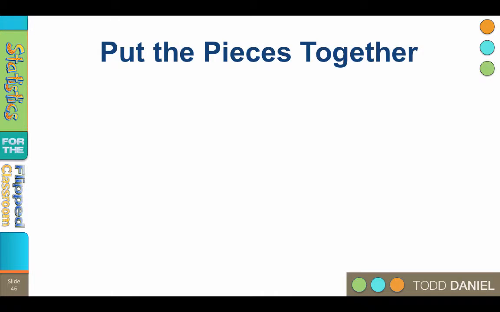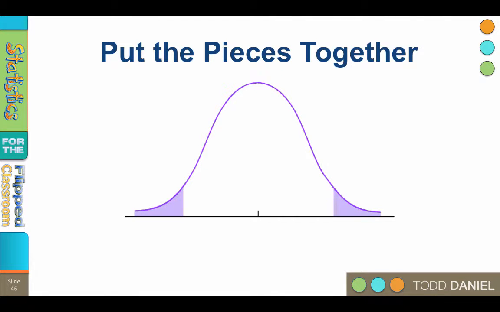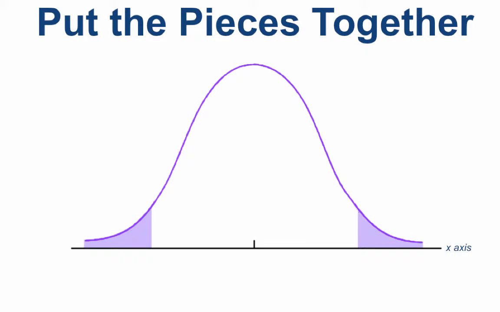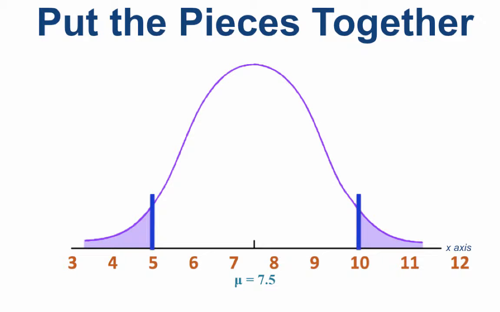Before we begin interpreting, let's put all of the pieces together. We start with our normal curve that represents the distribution of all of the possible sample means. The horizontal line is our x-axis. On the x-axis, we can put our number line. These are population means. The mean of the population is mu equals 7.5. We set a fence to exclude 2.5% of the scores under the normal curve on the left, and another fence to exclude 2.5% of the scores under the normal curve on the right.